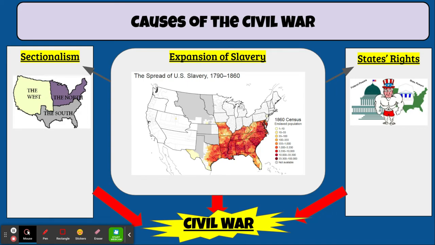So the big topic for today is the causes of the Civil War. And most people will say that the cause of the Civil War was slavery, but it's bigger than that. There were many causes to the war that almost split up our country completely. And so those three causes of the Civil War are sectionalism, the expansion of slavery, and states' rights. And many people will actually point to states' rights as the biggest reason for the Civil War in the 1860s in the United States.